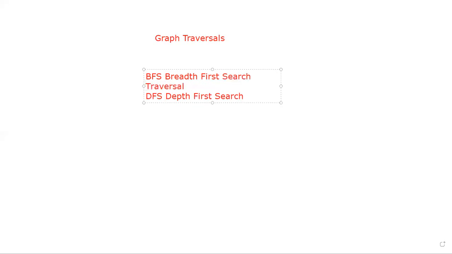BFS, breadth first search traversal, DFS, depth first search traversal. Okay, these are two traversal techniques used as graph traversals. Clear? So here I will explain what DFS is and how the process of DFS goes by taking a simple example. Okay, first I will take one simple example and explain the BFS and DFS process.